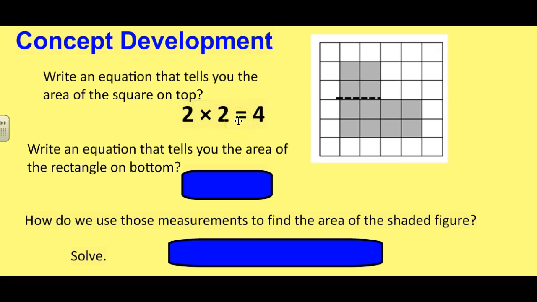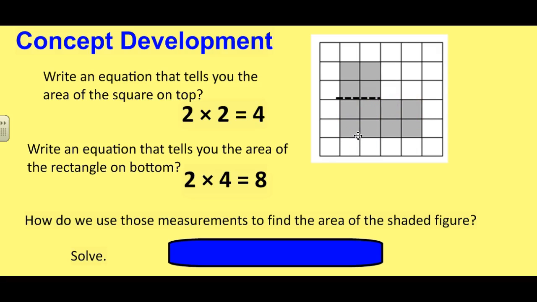So we can use 2 times 2 equals 4 to find the area of this square because there is a side length of 2 right here and a side length of 2 right here. Now we need to write an equation that tells the area of this rectangle on the bottom. So go ahead and write that equation on your board. Whenever you're ready to check it, you may push play. Okay, we would have used 2 times 4 equals 8 because this side length has 2 and this side length has 4, and all together there are 8 square units.